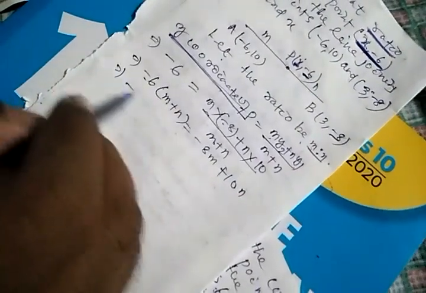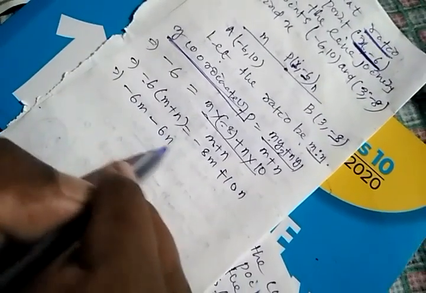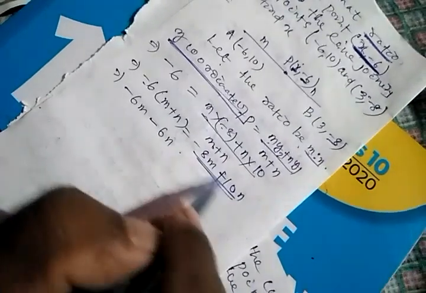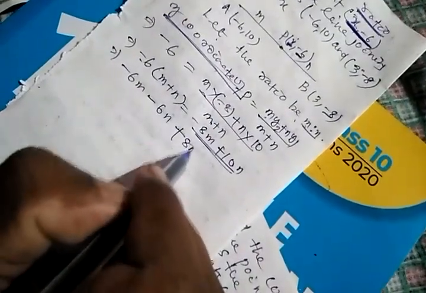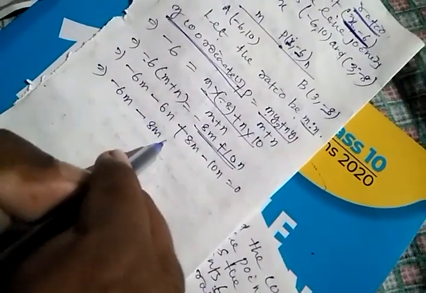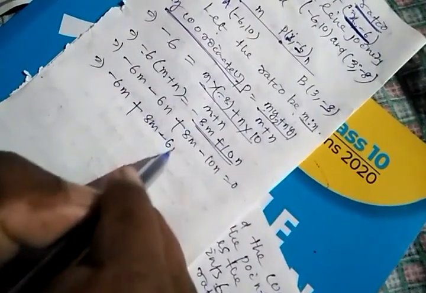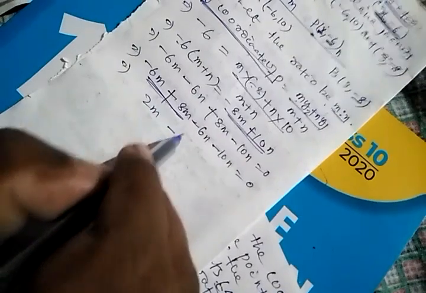So now multiply -6m minus 6n. That term you bring that side. That will be plus 8m minus 10n equals to 0. So now arrange -6m plus 8m, minus 6n minus 10n equals to 0. So it becomes what? Only positive 2m minus 16n equals to 0.